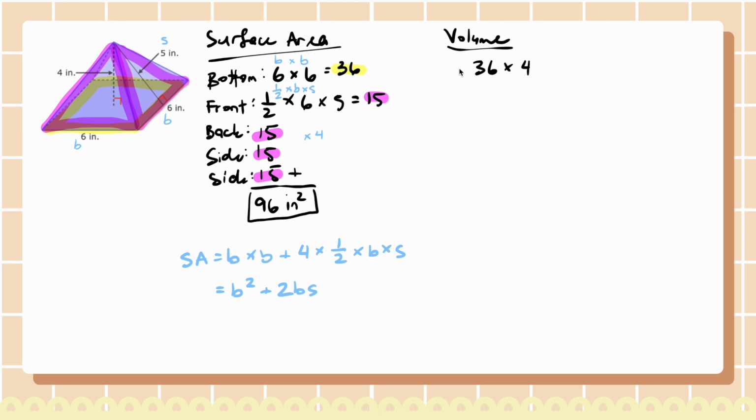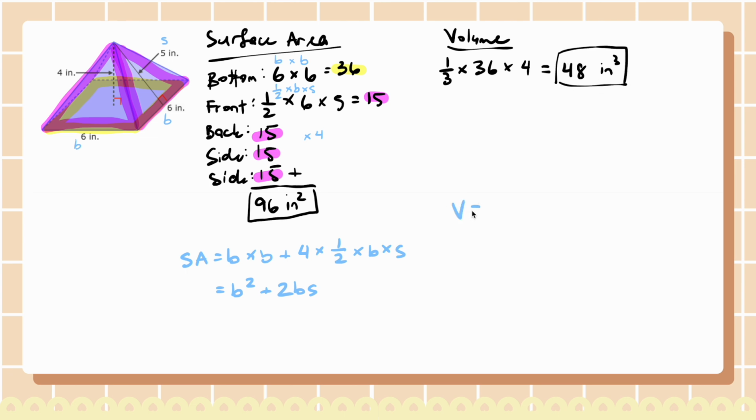But remember in the video that we just watched, this is for the volume of a prism. If I want to find the volume of a pyramid, I'm going to have to multiply everything by 1/3, or you could divide everything by 3. They mean the same thing. So all of this multiplied is going to get me 48 inches cubed. And this is our volume.